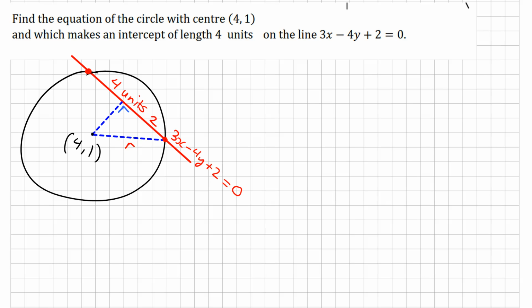So I'm going to use my perpendicular distance now to find the distance from the centre of my circle out to that chord. I won't get my radius straight away. First thing I'll do, I'll get this distance d, and then I'll use Pythagoras' theorem to find the radius. Okay, so my distance that I'm looking for is from the point (4, 1) out to this line.